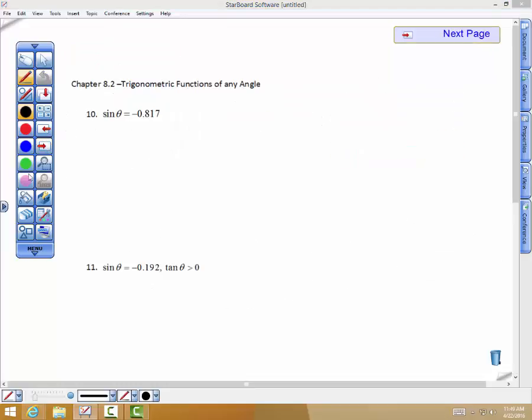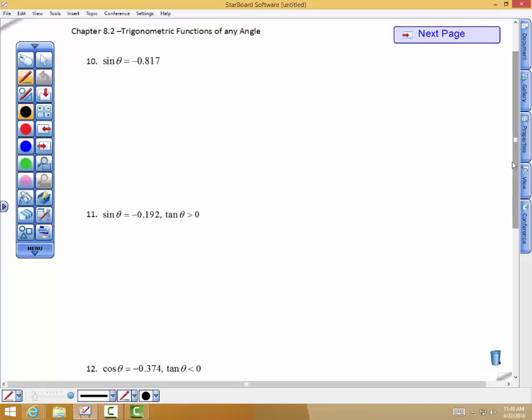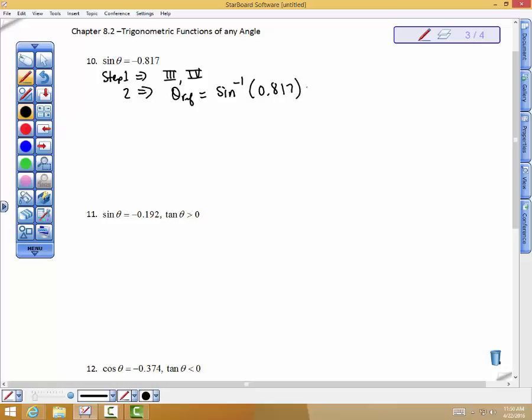Would you consider pausing the video and doing the next one on your own? Step number 1, where is sine negative? Let's see, 3 and 4, third and fourth quadrant. Step number 2, find your reference angle. Second sine of 0.817. And on your calculator, if you type that, you should get 54.8 degrees.